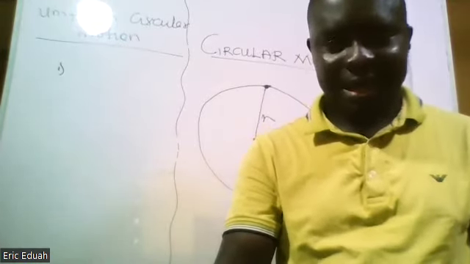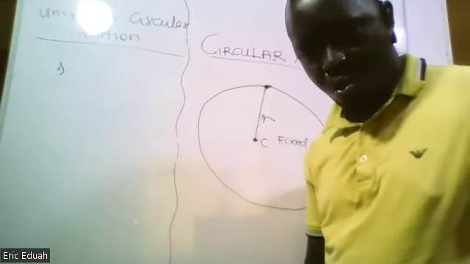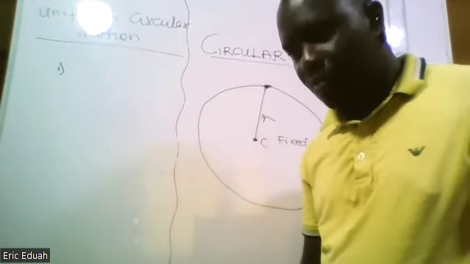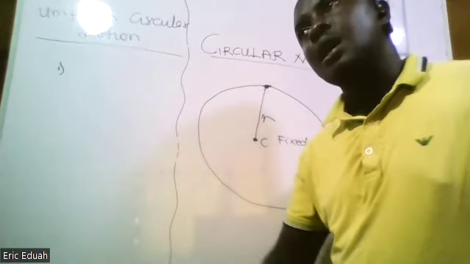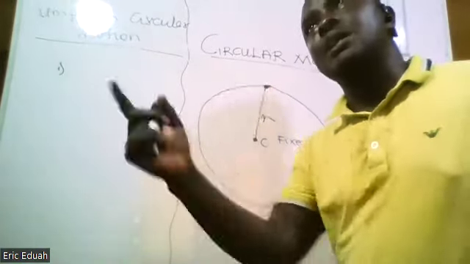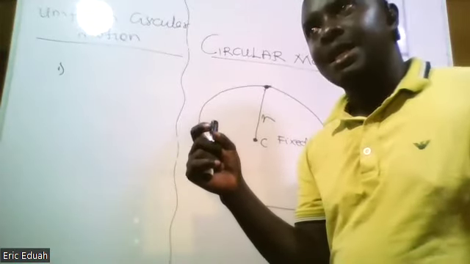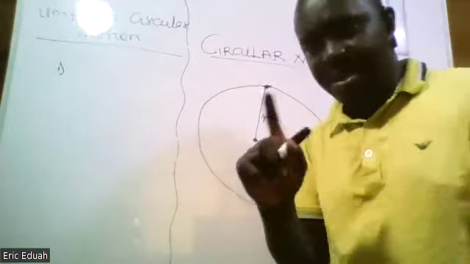Amma, an example of circular motion. An electric fan whirling, a rotating electric fan. Yes. Okay.